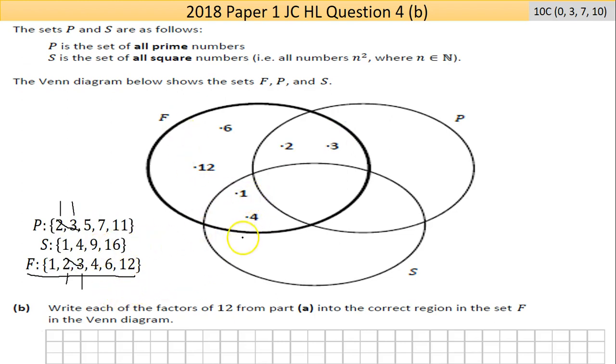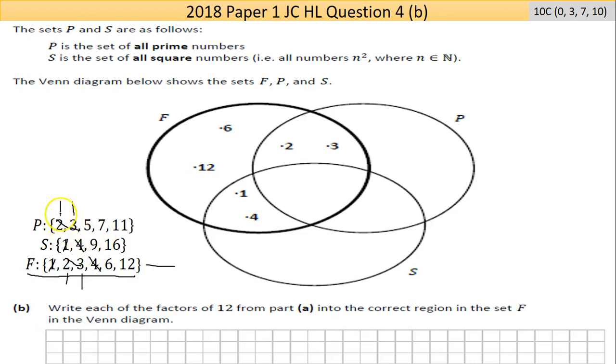Then what's common to F and S? Well, 1 is, 1 and 1. 4 and 4. Nothing else, so 1 and 4 go in there. Now what's left in set F is 6 and 12, which stay there. And I don't actually need to go any further because the question says write each of the factors of 12, so I'm only really concerned with the set F.